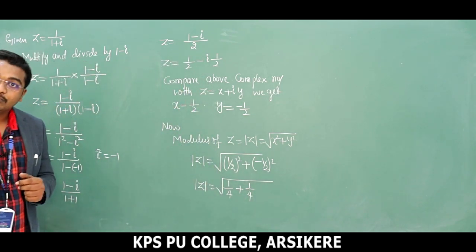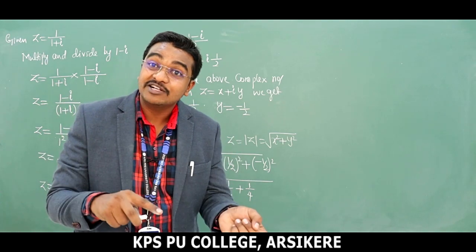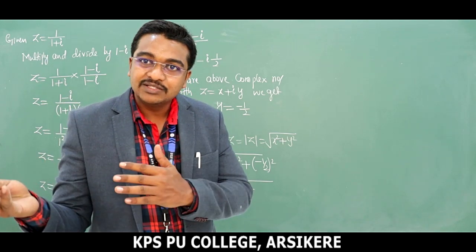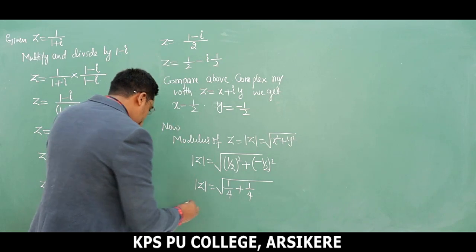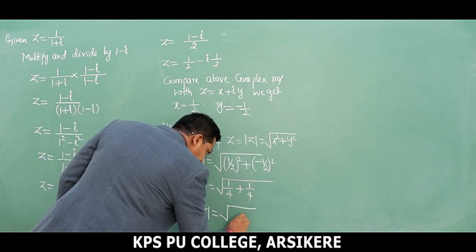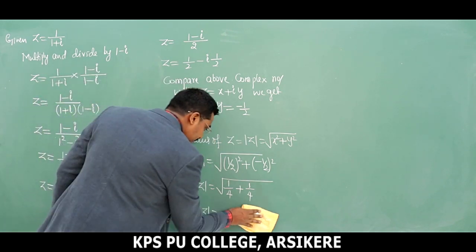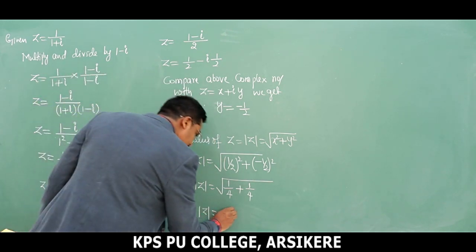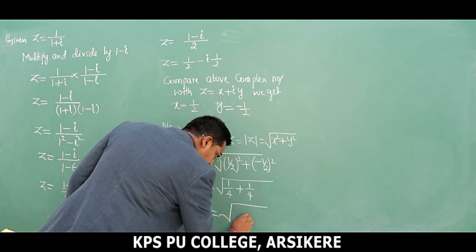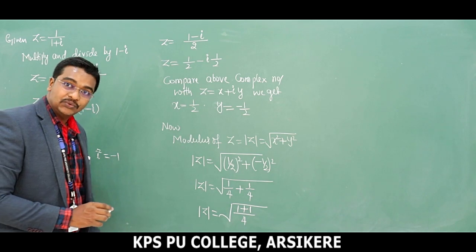1 divided by 4 minus 1 by 2 whole square. Minus 1 by 2 into minus 1 by 2. Minus into minus becomes plus, 1 into 1 is 1, 2 to the 4. Mod z is equal to square root of 1 over 4, plus 1 over 4, the LCM is 4, 1 plus 1, 1 plus 1 is nothing but 2.